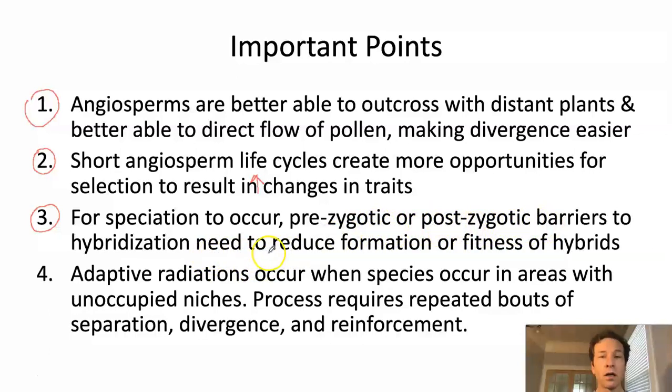When these occur, then they are going to reduce either the formation of hybrids or the ability of hybrids to pass down their genetic traits. And that will allow two incipient species to continue having separate genetic trajectories and hence to becoming fully separate species. And finally, we said we'd put discussion of adaptive radiations on hold for a different lecture.